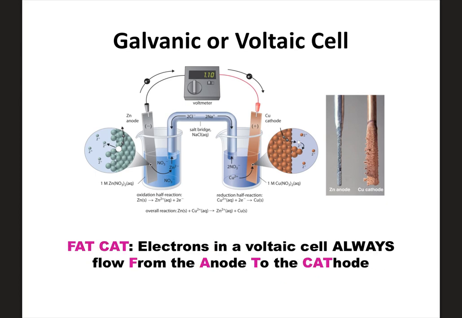You can use the little trick here called FAT CAT to remember that the electrons in a voltaic cell always go from the anode to the cathode. That's going to be the flow of electrons in a voltaic cell, and you need to know that. You need to be able to identify the anode and cathode based on oxidation and reduction, and you need to know that the electrons are going to flow from the anode to the cathode here. It's alphabetical, but you could use FAT CAT to help you remember that.